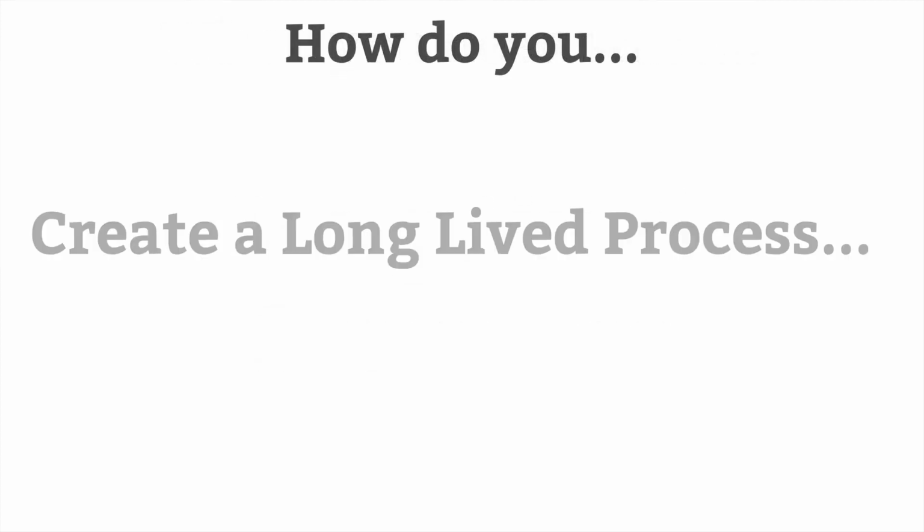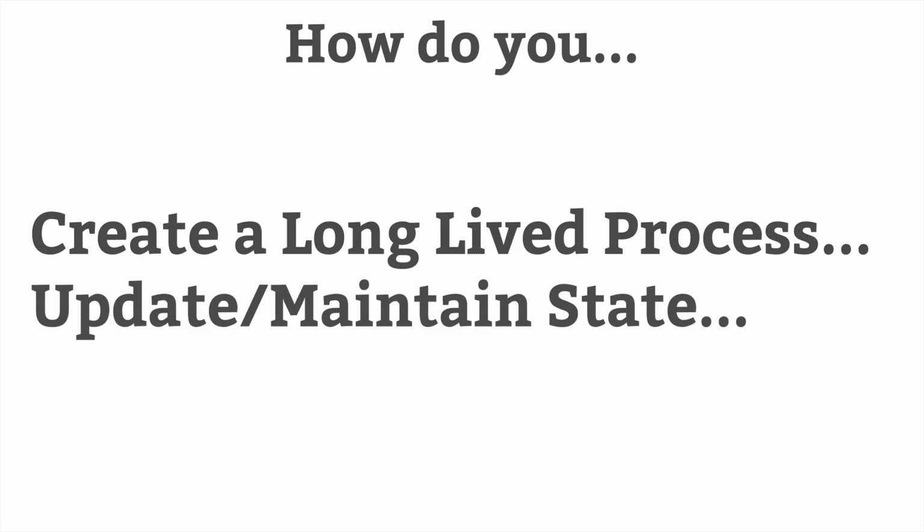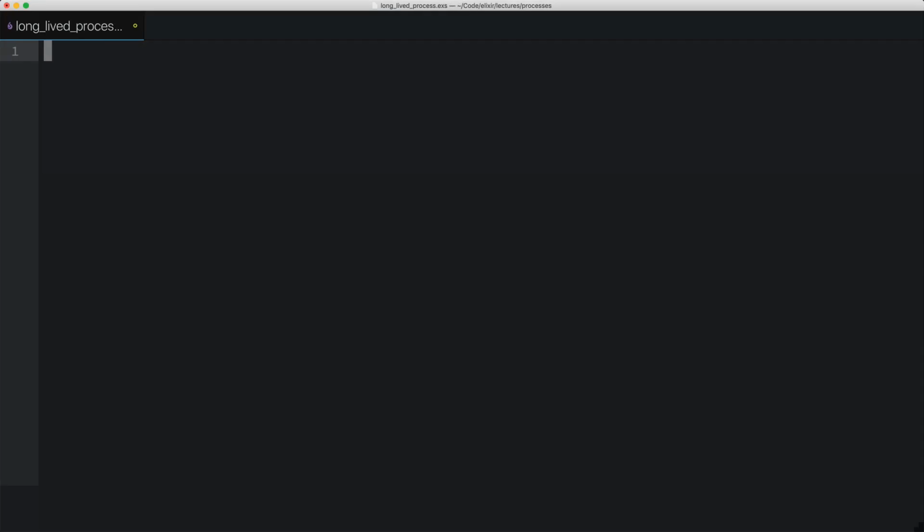Okay, so how do you create a long-lived process, and how would you update and maintain state in a long-lived process? For example, let's just say I wanted to make a process that maintains a count, just a simple integer that starts at some value and can be incremented or decremented. I'm going to create a module named Counter, and inside the Counter module, I'll create a function named run, which takes a count, and for now, I'll just return the count.